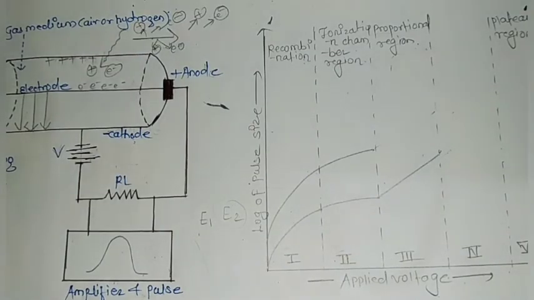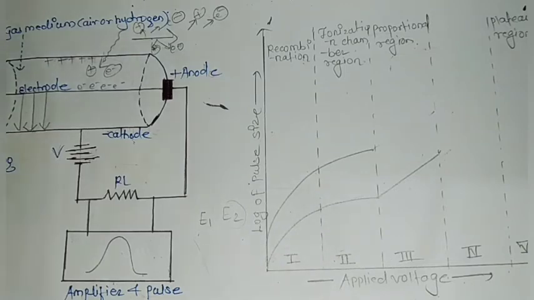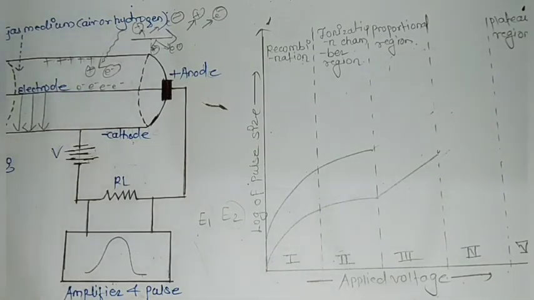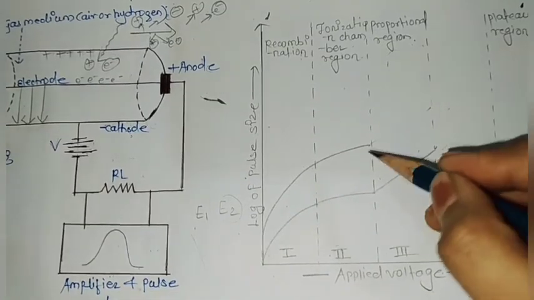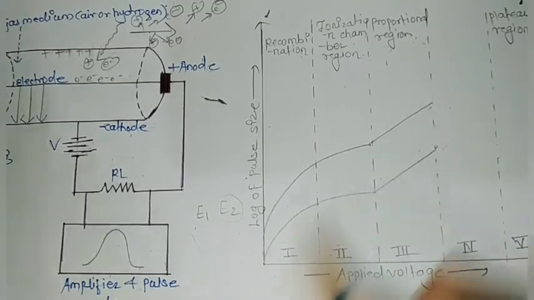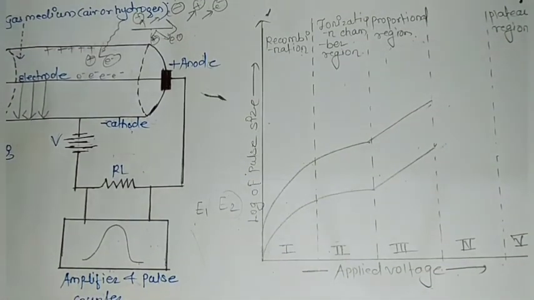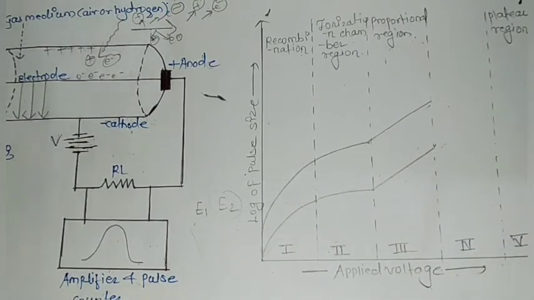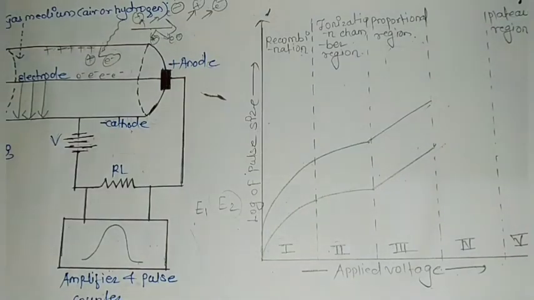Now, how can you distinguish two particles from each other in this particular region? Since there is proportionality, both of these particles will have a current pulse which will increase proportionally to the voltage, and we can distinguish the two particles because they have different energies. So this is the region of proportionality, and the detectors which work in the proportionality region are known as proportional counters.